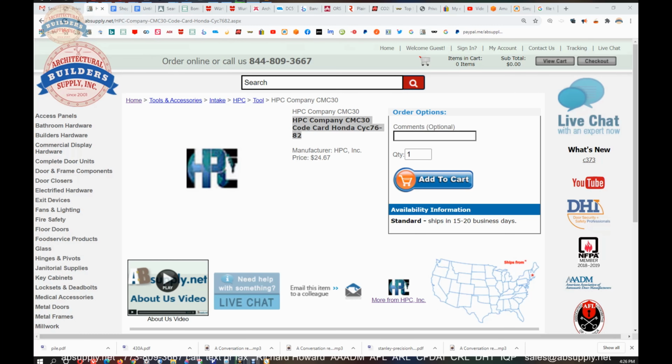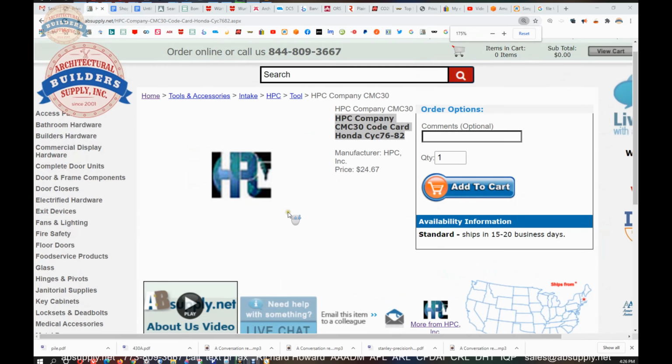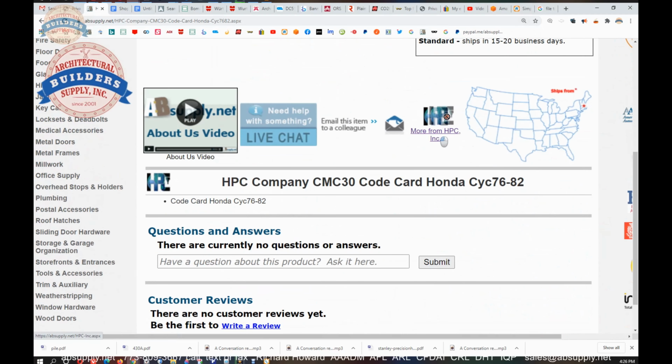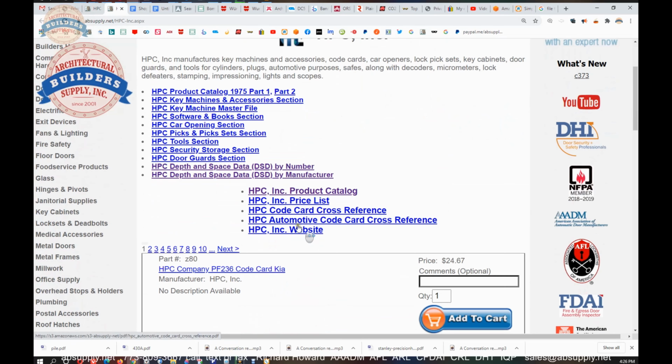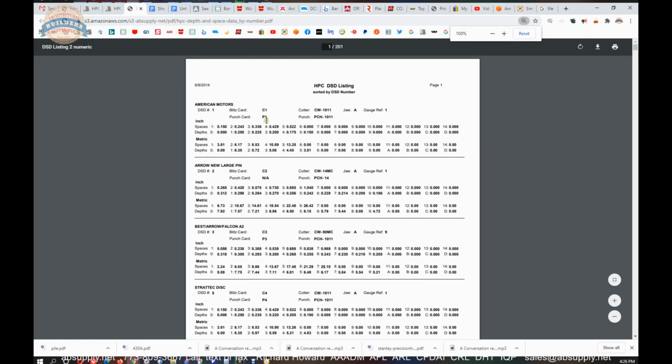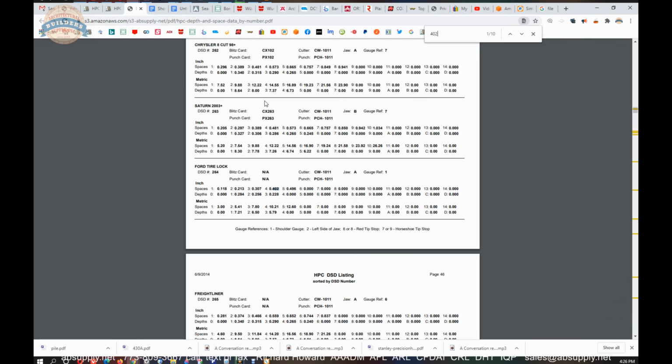So this is indeed the item that we are looking at. Not much to see here, except the link to the manufacturer's page. Honda code card, Honda Cycles 76 to 82. More from HPC. Let's click on that. Now, if you recall, the DSD, depth and space data, this is a PDF document. And that number on the card, if you recall, was 402.